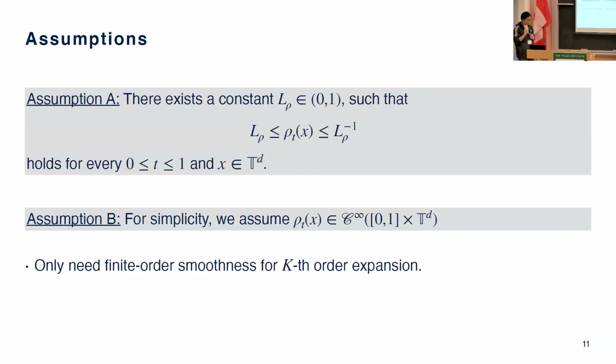And this theorem is proved under these two assumptions. The first one basically says the density evolution is bounded from above and also bounded away from zero. And the second one says the density evolution is super smooth. Actually, if we are only interested in a capital Kth order expansion for the Schrodinger potentials, we do not need this infinite order smoothness, but just a finite order smoothness that is proportional to the expansion order K.